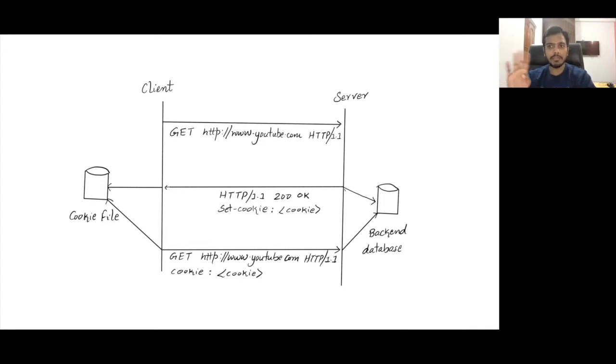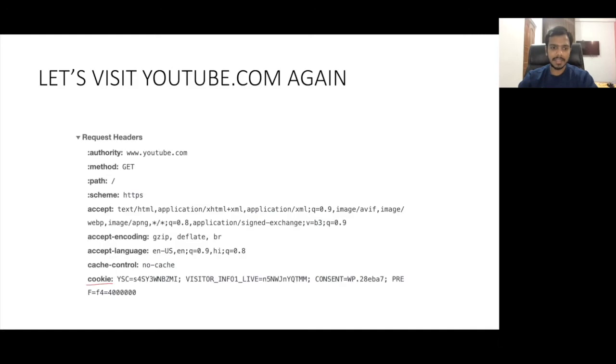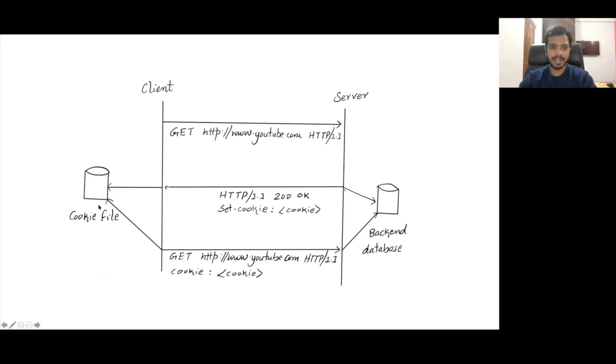As I told you, there are four components of HTTP cookies. If you see here, this client is the browser itself, and this is the web server. And this is one component of the HTTP cookie, that is the cookie file. This is the file on the browser side where all the cookies associated with the websites are stored. For example, these cookies: YSC equal to this, visitor information equal to this. These all will be stored in this cookie file here.